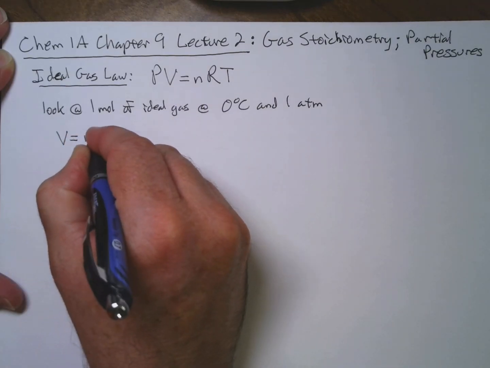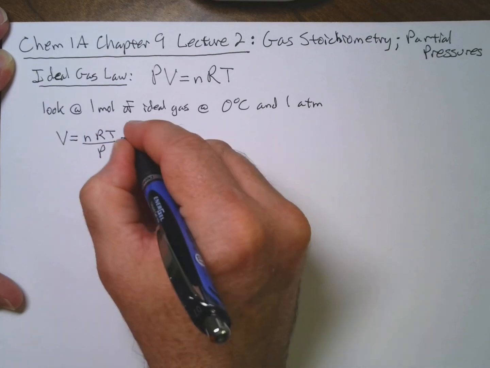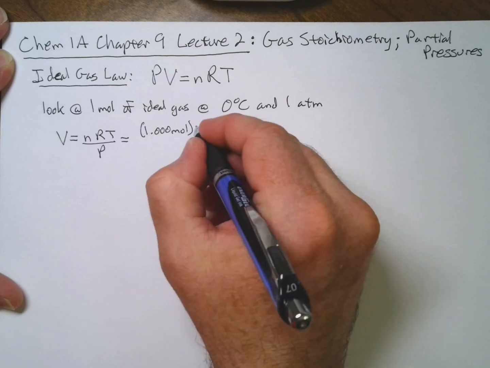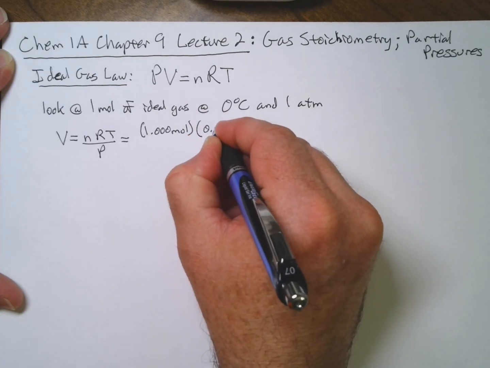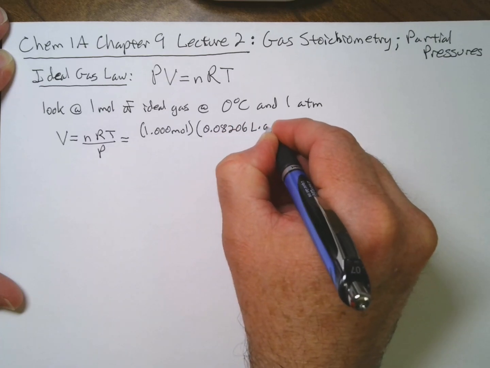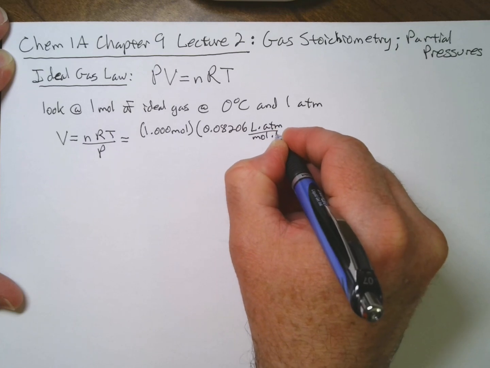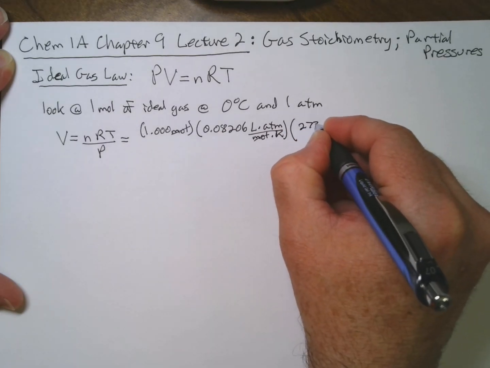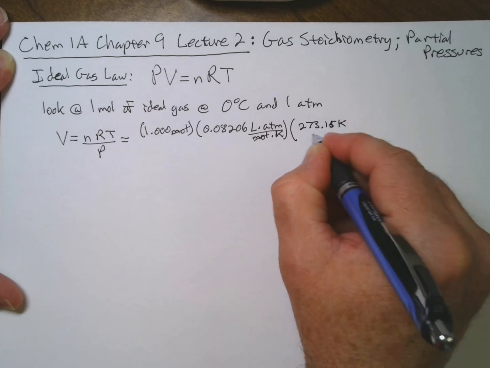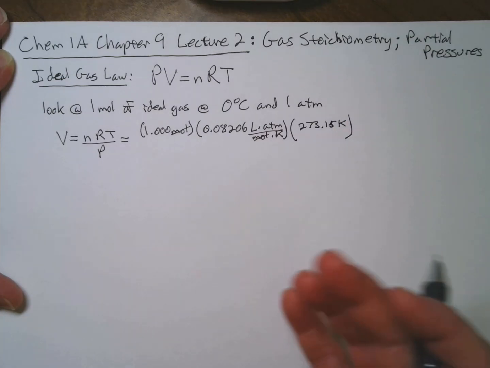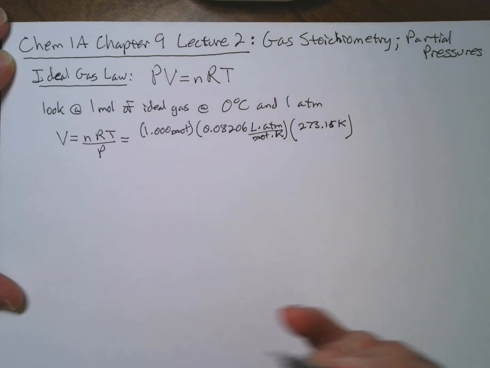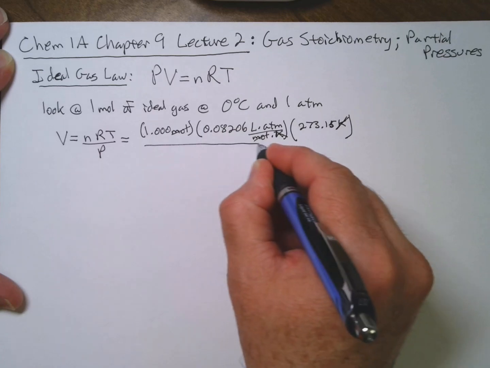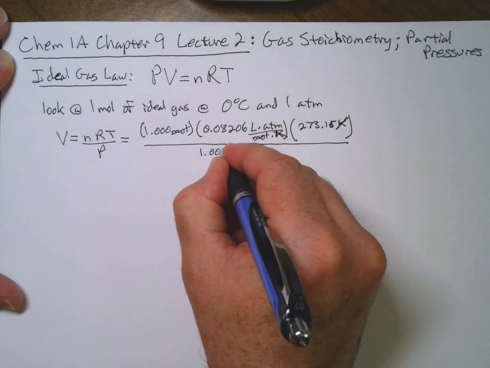So let's do that. V equals nRT over P, which equals 1.000 moles. I'm just saying we have 4 sig figs here, times R, which is 0.08206 liter atmospheres per mole Kelvin. My moles are going to cancel. My temperature is 273.15 Kelvin. That's the conversion from Celsius to Kelvin. You add 273.15 to your Celsius temperature to get temperature in Kelvin. So my kelvins cancel here, and then that's divided by pressure, which was 1.000 atmospheres.